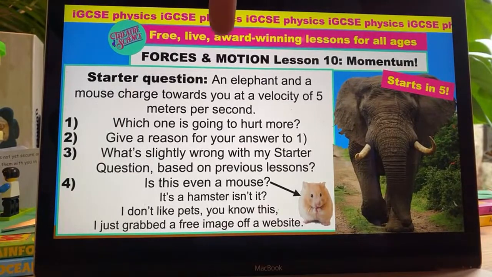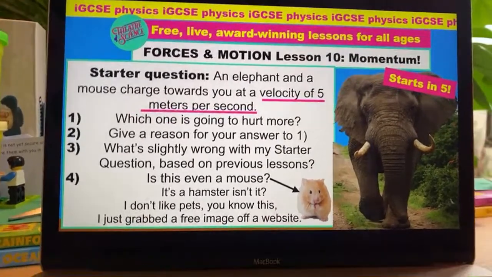So the question was, an elephant and a mouse charged towards you at a velocity of 5 meters per second. I was almost trying to go wrong so that I could test you. I put in a velocity, but velocity is supposed to have direction, and I haven't put in a direction. You remember this? We've talked about vectors and scalars. A scalar is something that can be described with just a number and a unit. Like, how long did it take you? 5 minutes. 5, the number, minutes, the unit. Time is a scalar, because that's a perfect description of a time.